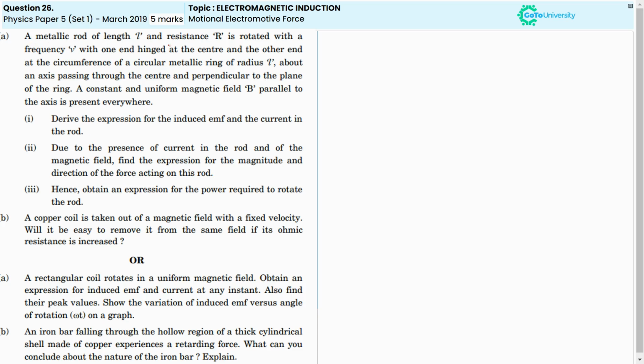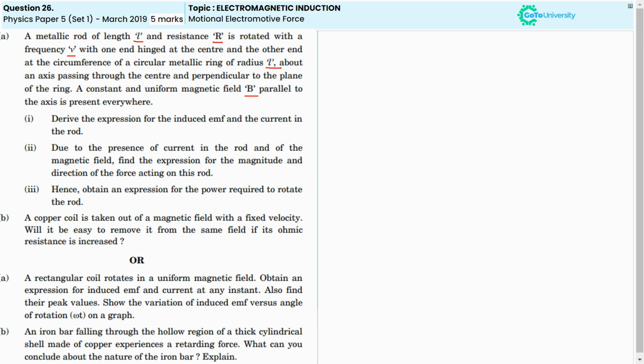A metallic rod of length L and resistance R is rotated with a frequency V with one end hinged at the center and the other end at the circumference of a circular metallic ring of radius L, about an axis passing through the center and perpendicular to the plane of the ring. A constant and uniform magnetic field B parallel to the axis is present everywhere.